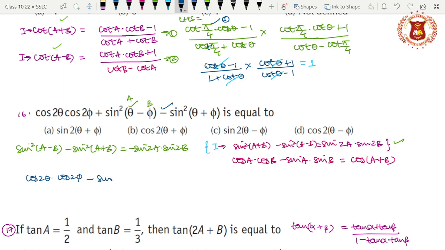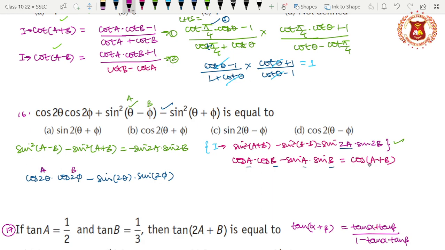minus sin 2a. 2a is 2 theta here, minus sin 2 theta into sin 2b, which is sin 2 phi. Now here again observe it. Again using another identity here: cos a into cos b minus sin a into sin b. Here a is 2 theta and b is 2 phi.